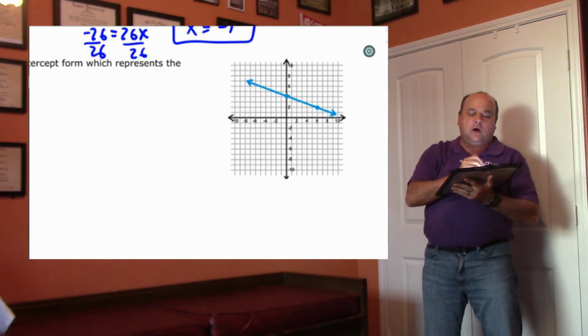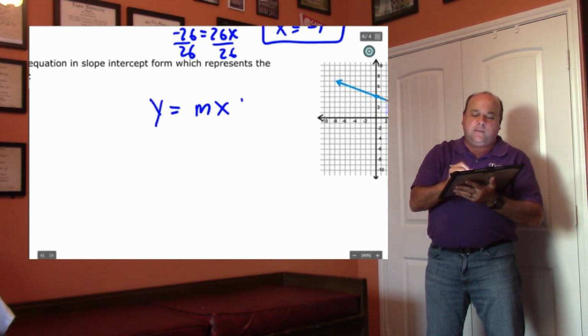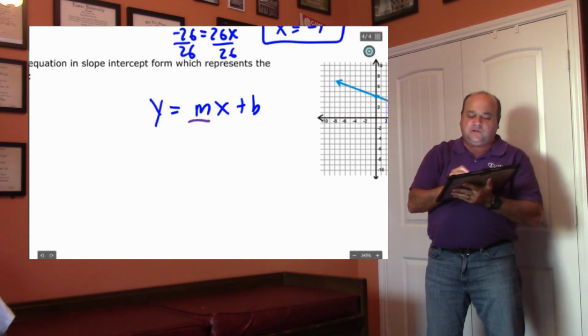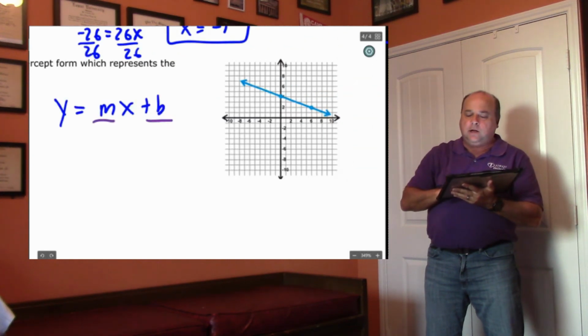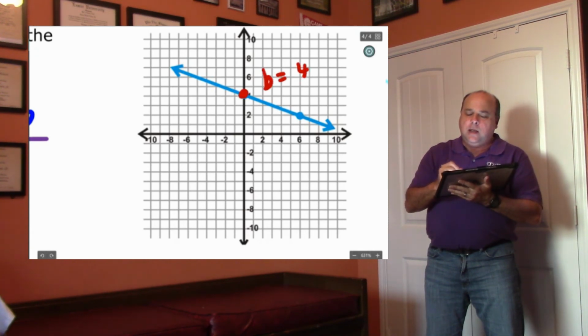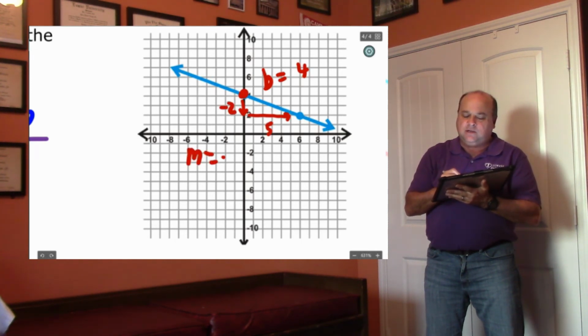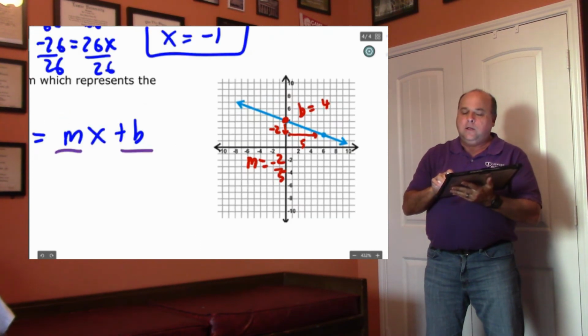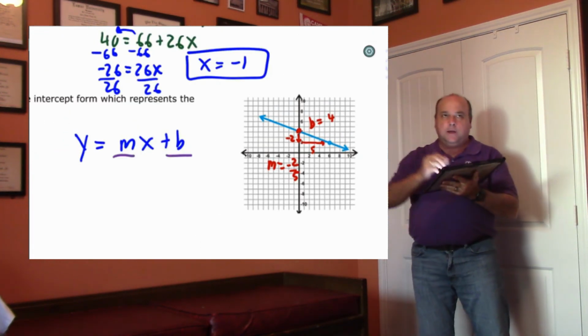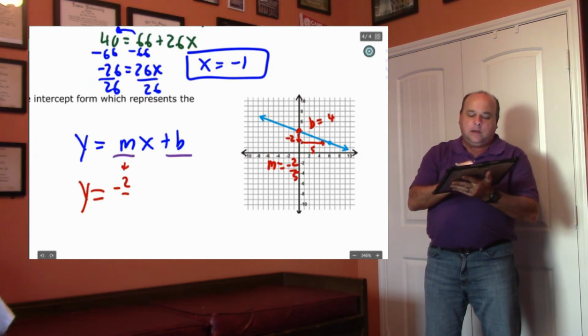Okay, so on this problem, we're going to write the equation in slope-intercept form. So let's write down y equals mx plus b. We need to find the slope and the y-intercept. So I'm going to go to the equation. I'm going to zoom in. This is my y-intercept. And my slope is going to go down and to the right. So it went down 2 and to the right 5. So my m is going to be negative 2 over 5. So I'm going to take those numbers and plug them in. So y equals, my slope's negative 2 over 5, I'm going to plug that in, x, and my y-intercept is 4.